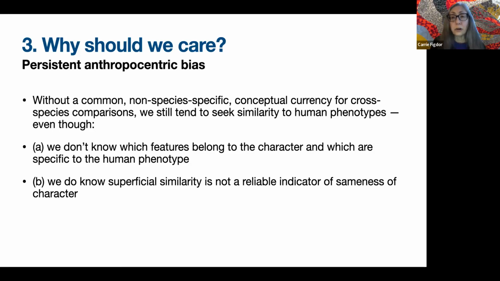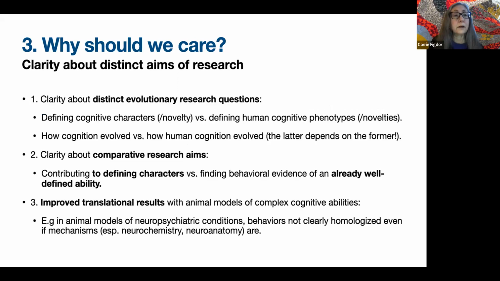And we also know independently that superficial similarity is not always reliable as an indicator of the sameness of character. And my favorite example here, of course, is the narwhal's tusk, which is a canine tooth. Doesn't look anything like our canine teeth, and yet it is a determinant of the same character. Okay. So, again, why should we care?